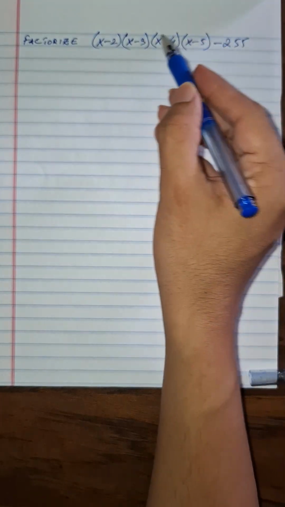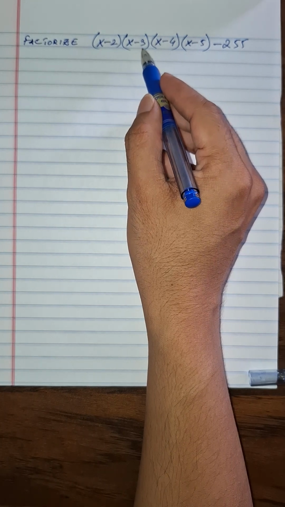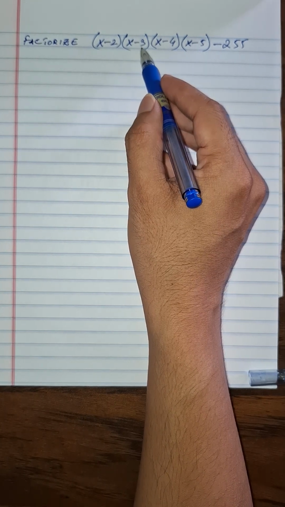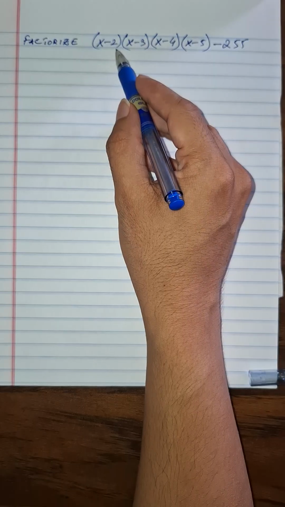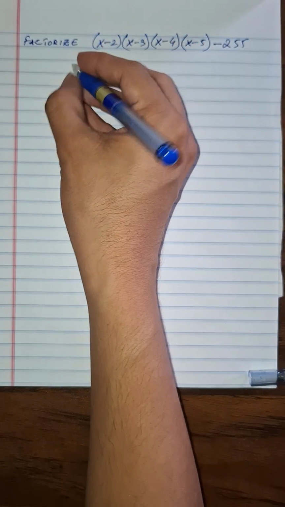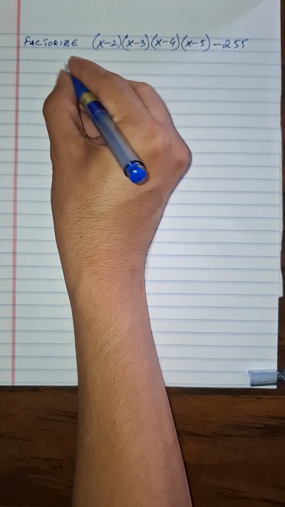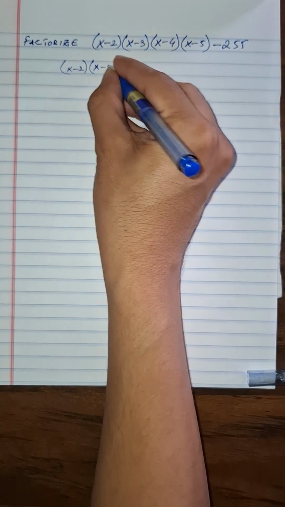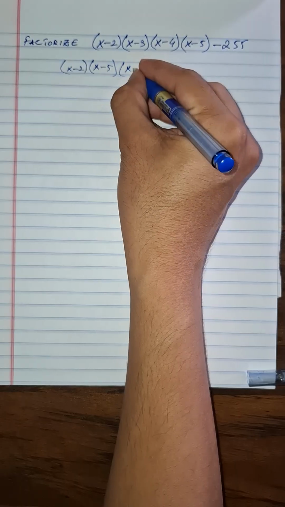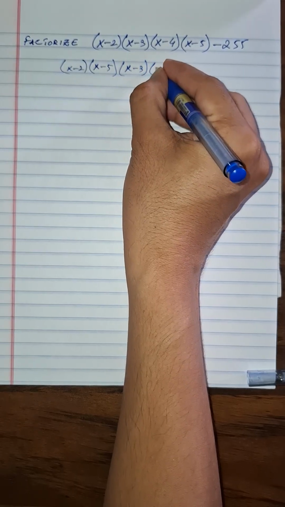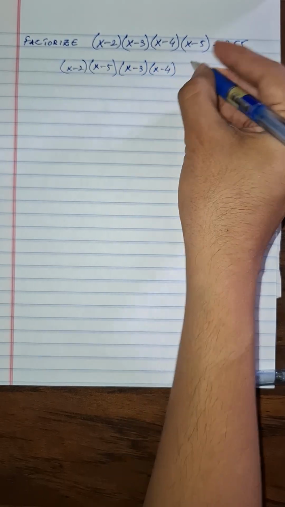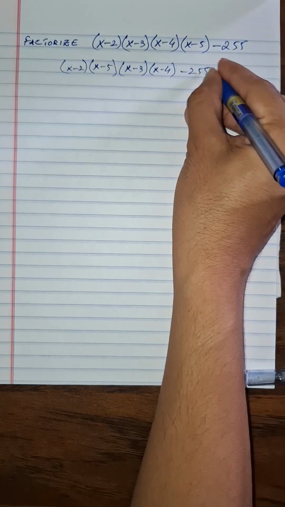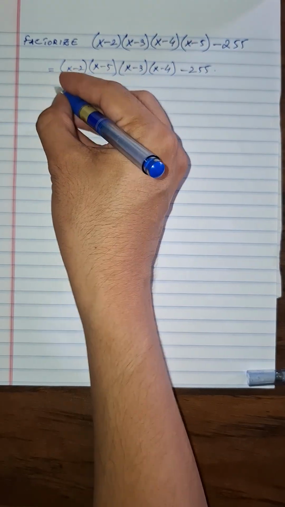So if we see this, 4 plus 3 is 7, and 5 plus 2 is 7, so I can write the expression as (x − 2)(x − 5)(x − 3)(x − 4) − 255. Okay, let's expand the terms.